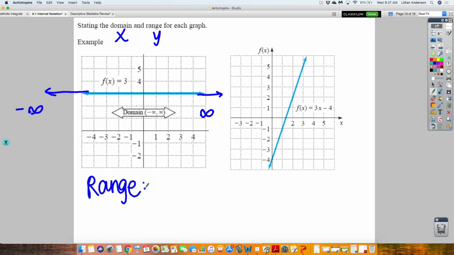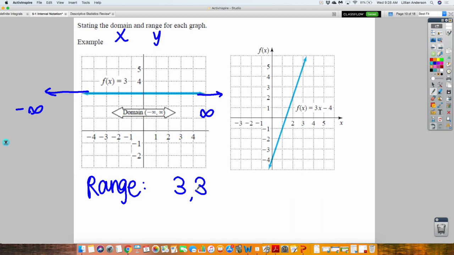Let's look at the range. Now, it might be kind of hard to see this one, but what's the lowest y value that this line goes? 3. What's the highest that it goes? 3. So if the lowest that it goes is 3 and the highest that it goes is 3, it's just going to be 3 to 3. Because it doesn't go anywhere else. It's just flat at 3. It's just a horizontal line.